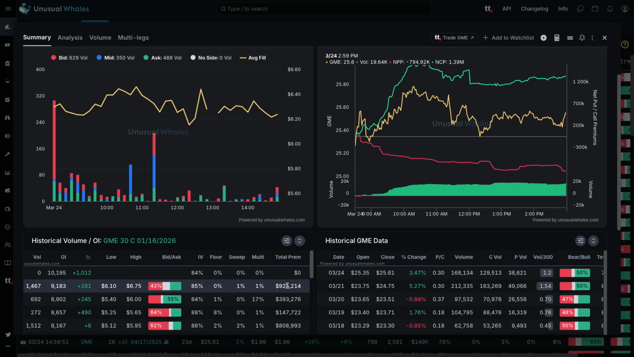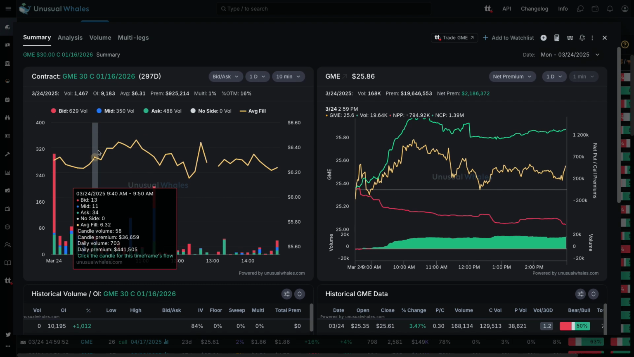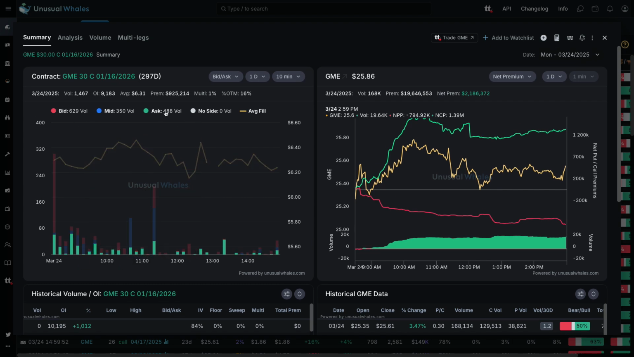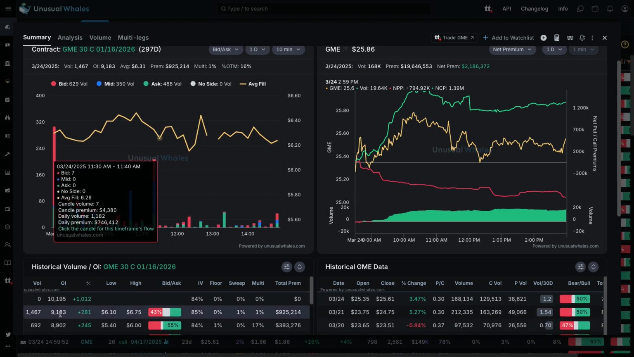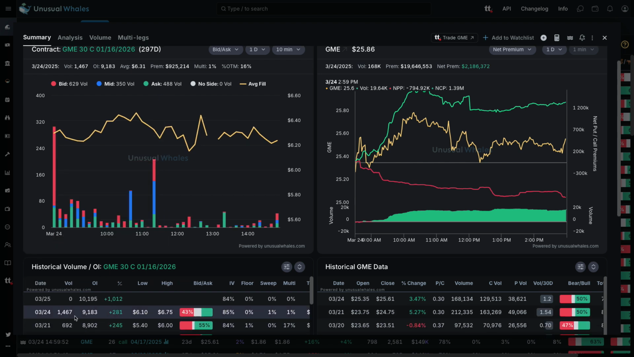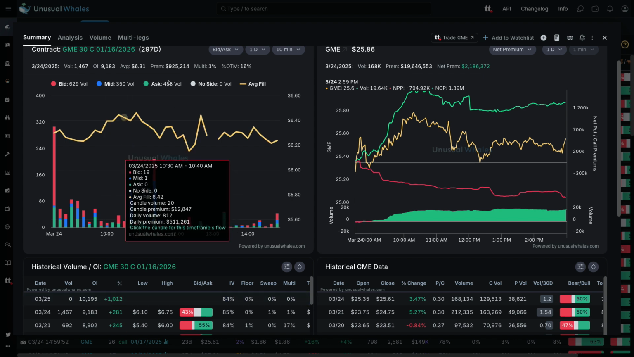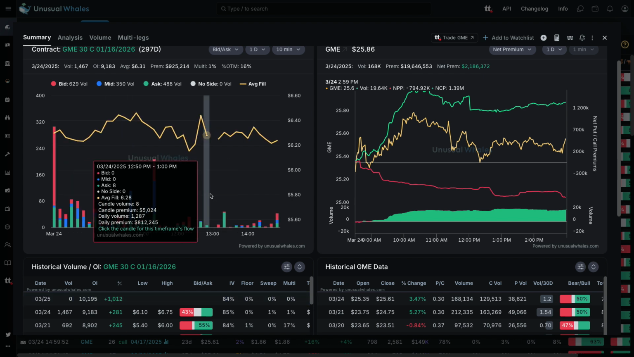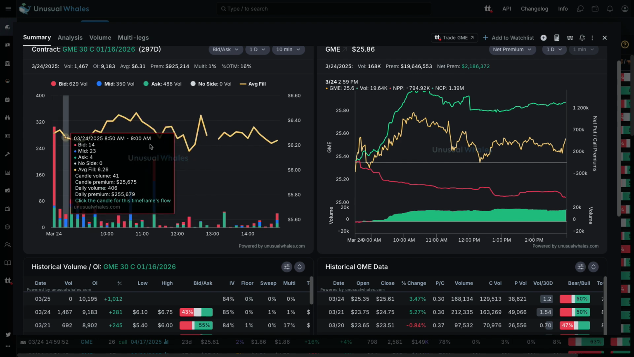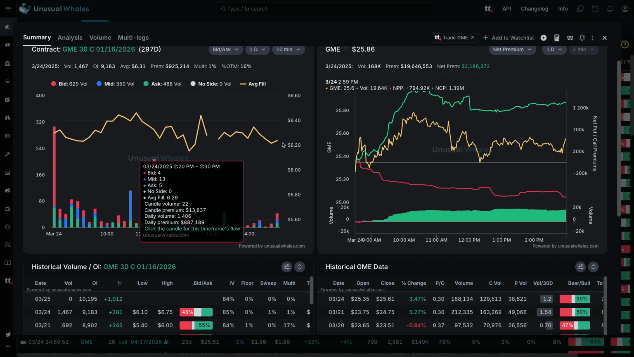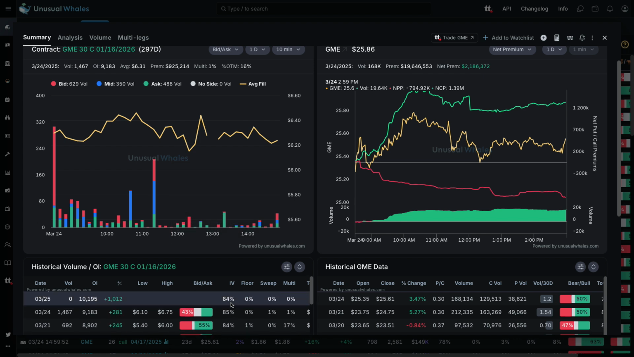Okay, so about $1 million total premium there yesterday. A bid 629, ask 488. So 9,000 volume. Let's see, 1,400 volume yesterday. About 1,000 appeared as new open interest. It's kind of split between bid and ask, so buyers and sellers. Yeah, for January. So IV at 84%. So the OI did increase.